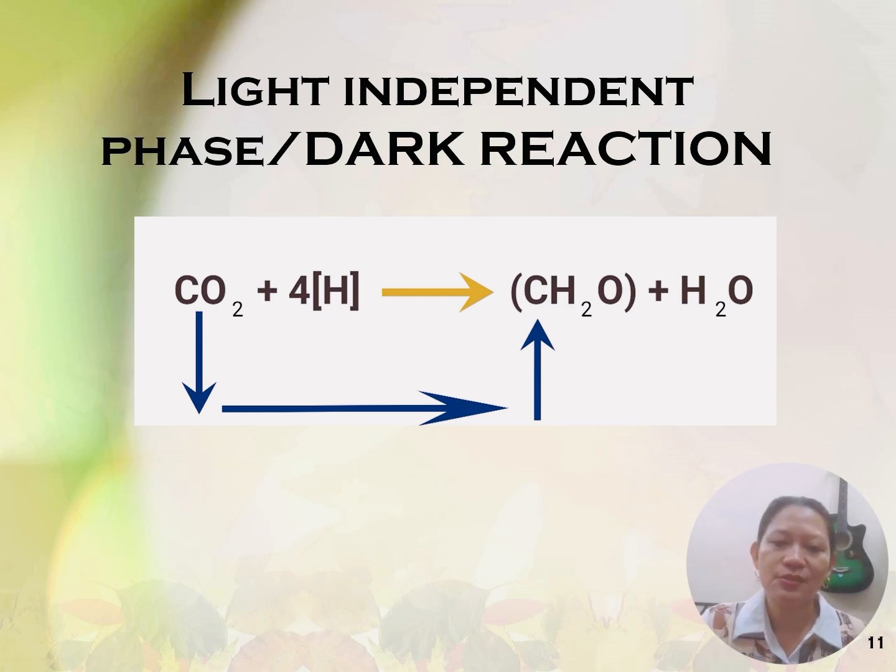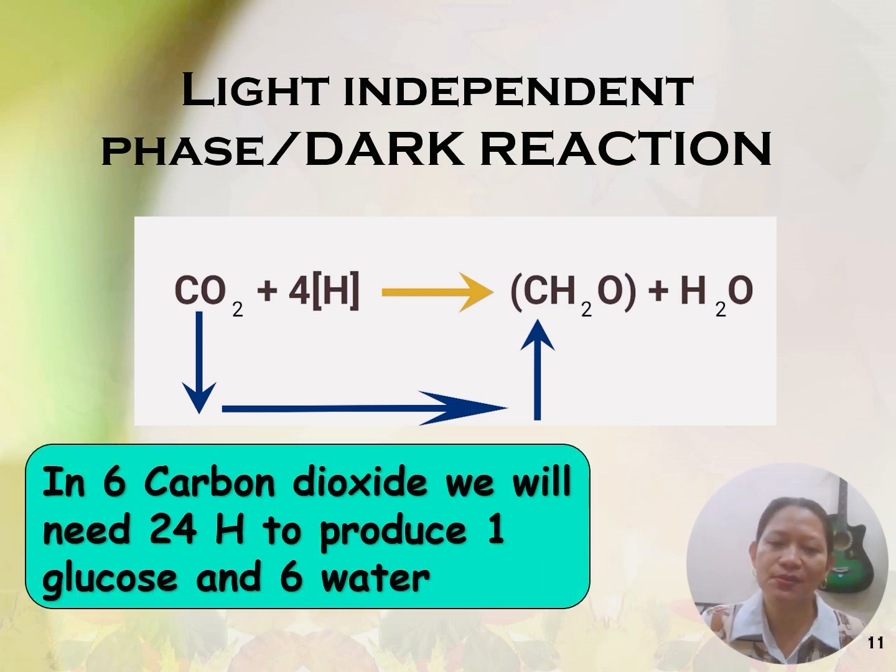Meaning to say, if we need to produce glucose, we will need 6 carbon dioxide and 24 hydrogen. In this case, we will produce glucose and 6 water, since from 1 carbon dioxide, we will produce formaldehyde and 1 water. So, if there are 6 carbon dioxide, we will produce 6 water and 1 glucose.